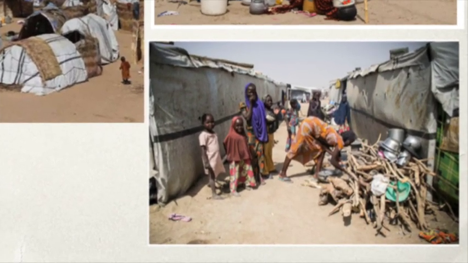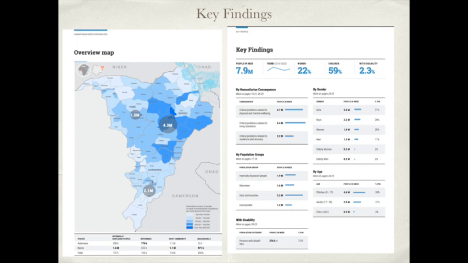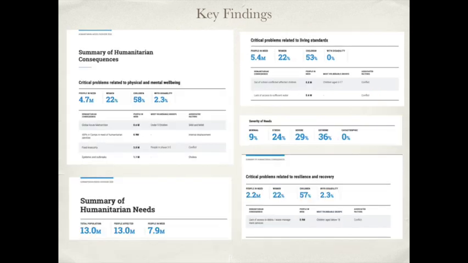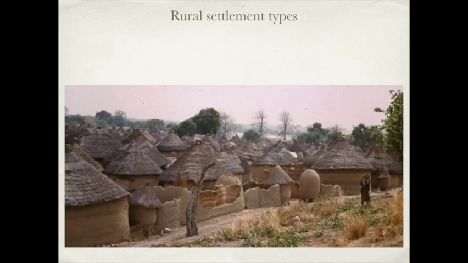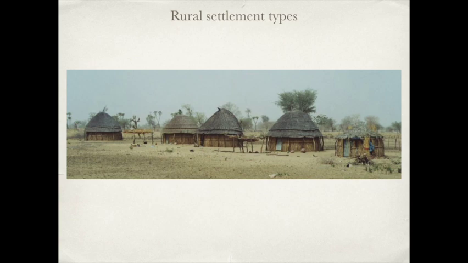Key findings highlight the humanitarian consequence of the displacement. This is by gender, by population group, by age, and by people with disability, and the need to provide them with shelter. A look at the rural settlement type shows that these displaced people live in simple mud buildings with round thatch huts, and sometimes they are built with straws, and they live in clusters of related family units.